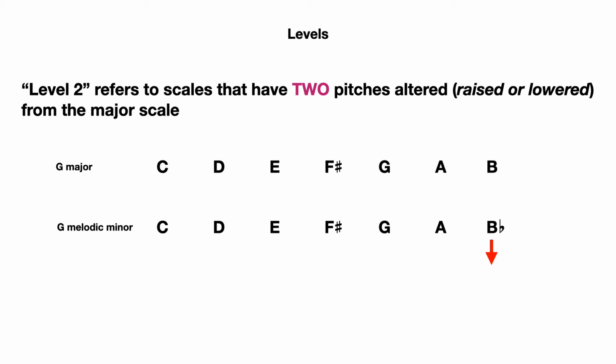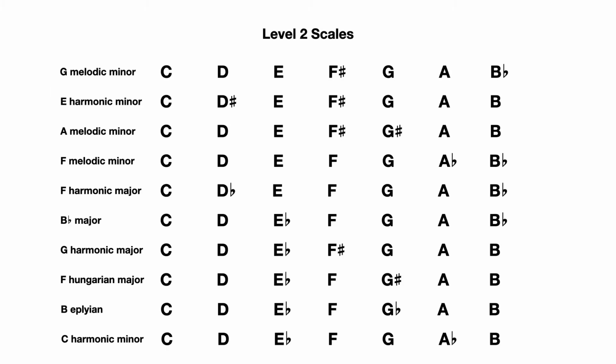So if we alter one of the pitches of G major, say the 7th degree, we can lower that to B flat. That gives us G melodic minor. And so G melodic minor is a level 2 transformation. And there are 10 level 2 scales.